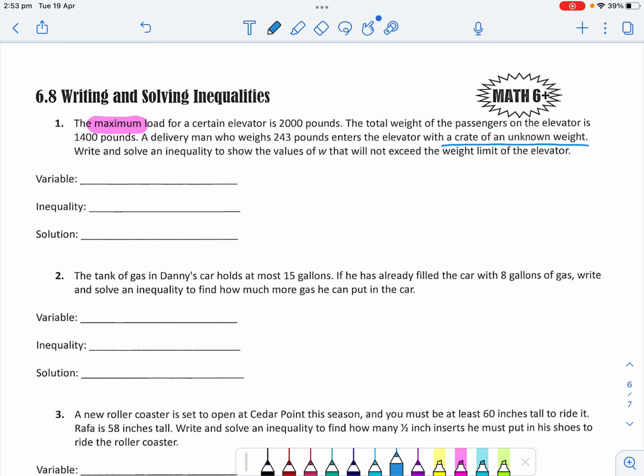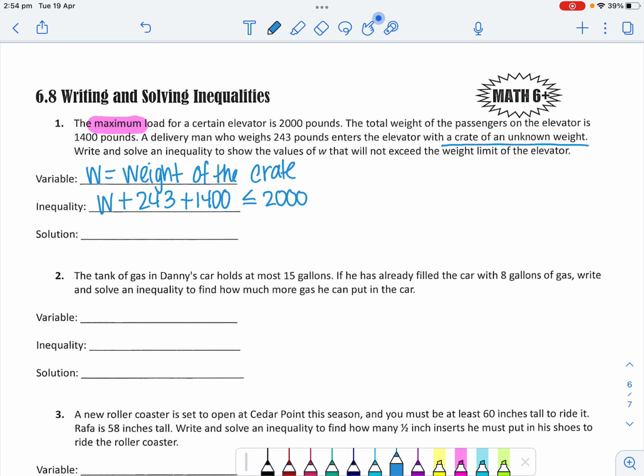Write and solve an inequality to show the values of W that will not exceed the weight limit of the elevator. So I'm going to say that W equals weight, and that's going to be the weight of the crate. So my inequality is going to be the crate plus the man who gets on the elevator with the crate plus the 1,400 pounds that's already on the elevator is less than or equal to 2,000 pounds.